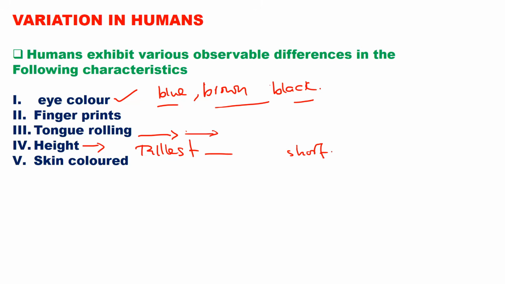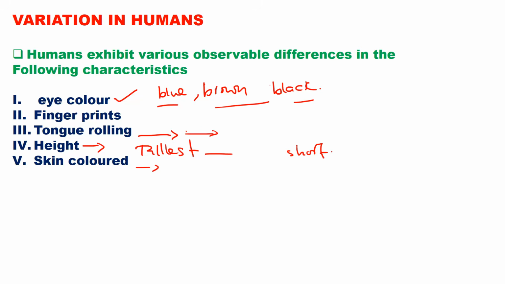Then we can talk of skin color. Skin color, not to be offensive please, but you find people naturally, others are black, dark, but others are light skinned, others are white. So if we were to look at the world population, the variation in terms of color is really very much. There is a lot of variation when it comes to skin color.